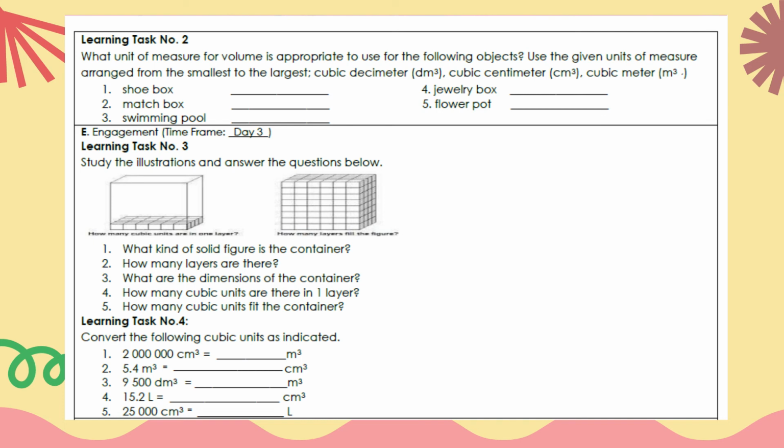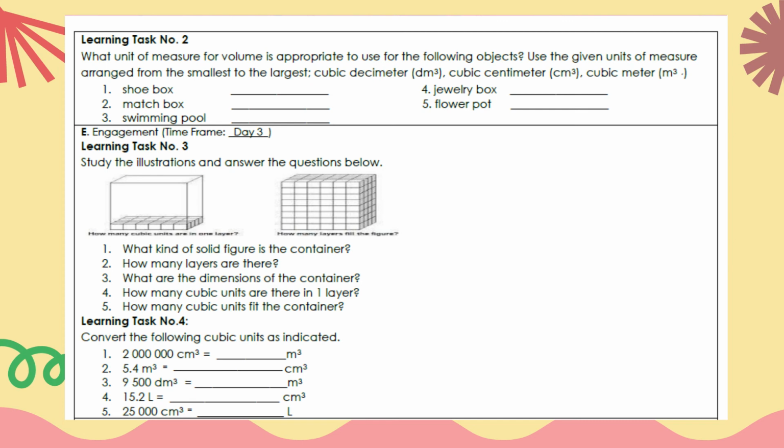For learning task number 4, you may convert the following units as indicated. Number 1, 2 million cubic centimeters. Convert to cubic meters. Number 2, 5.4 cubic meters. Convert to cubic centimeters. Number 3, 9,500 cubic decimeters is equal to how many cubic meters? Number 4, 15.2 liters is equal to how many cubic centimeters? Number 5, 25,000 cubic centimeters. Convert to liters.